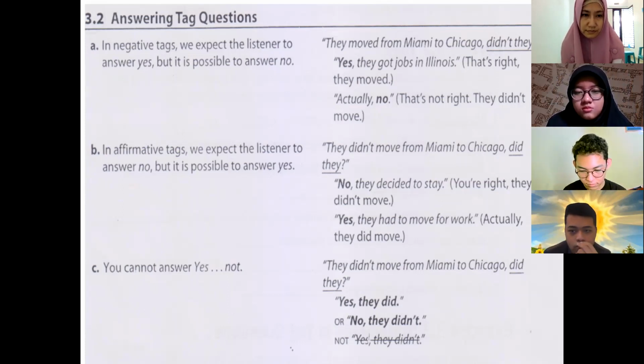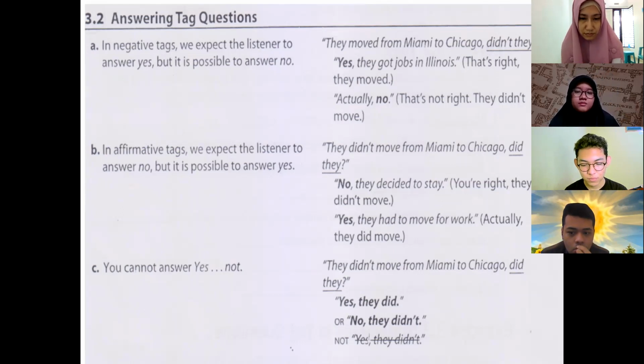They didn't move. B. In affirmative tags, we expect the listener to answer no, but it is possible to answer yes. They didn't move from Miami to Chicago. Did they? No, they decided to stay. You're right. They didn't move. Yes, they had to move for work. Actually, they did move.